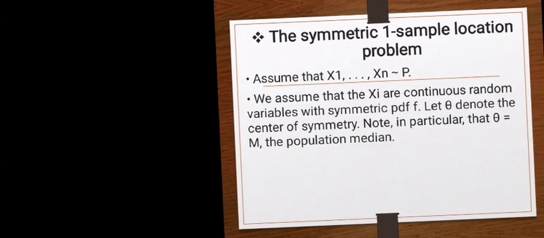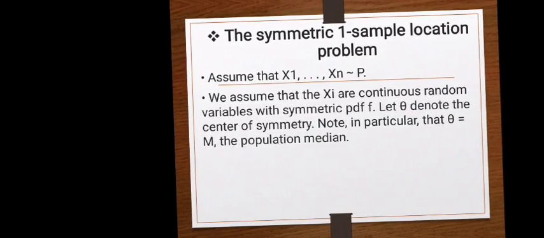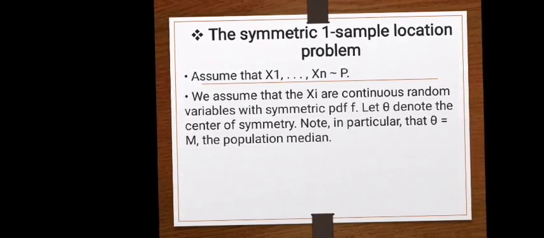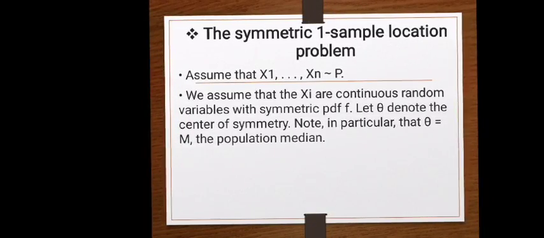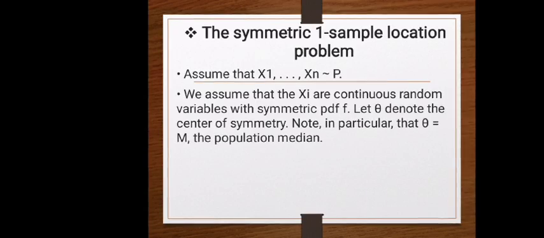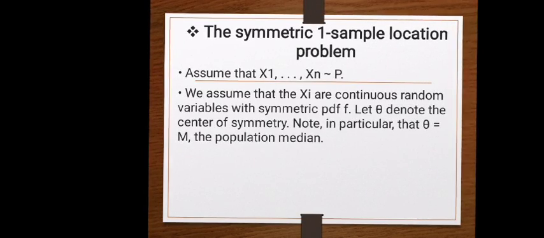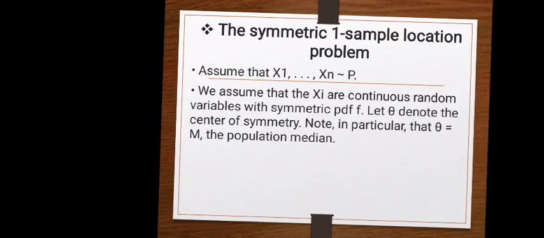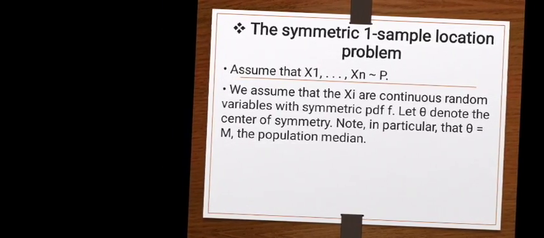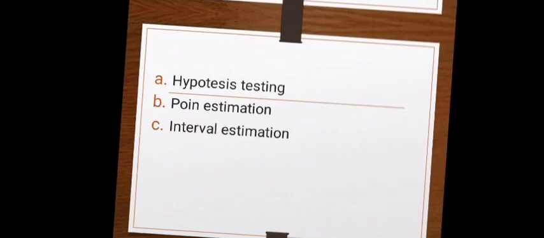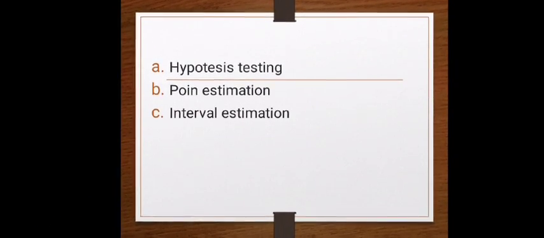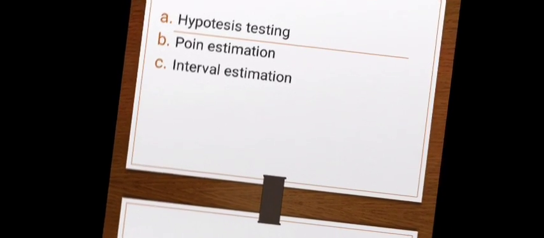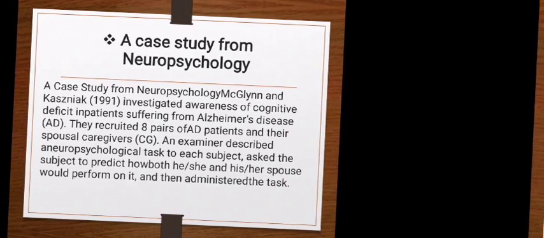The symmetric one sample location problem. Assume that X1 through Xn ~ P. We assume that the Xi are continuous random variables with symmetric PDF f. Let theta denote the center of symmetry. Note in particular that theta is M, the population median. The kinds of the symmetric one sample location problem are A. Hypothesis testing, B. Point estimation, C. Interval estimation.